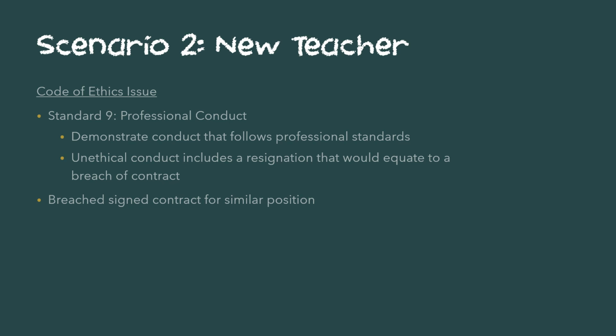So in this particular situation, the code of ethics issue is standard number 9, which is professional conduct. It states that an educator should demonstrate conduct that follows generally recognized professional standards and preserves the dignity and integrity of the education profession. So in this particular scenario, the unethical conduct that has occurred is the resignation that would equate to a breach of contract as a result of her signing her contract previously and completing her code of ethics training. It would suggest that she has the knowledge to not breach her contract, which, again, in this situation, is the ethical issue.